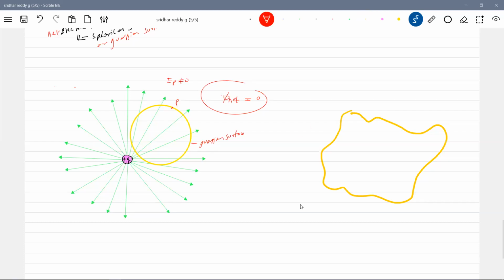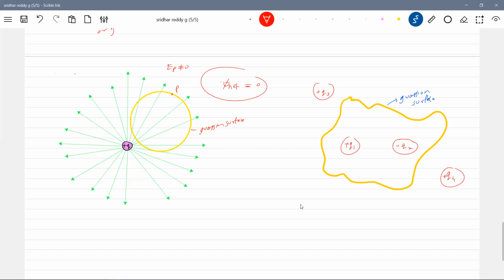There are 3 point charges, Q1, minus Q2, Q3, plus Q4. What is this? Let me call it a Gaussian surface. I'm going to ask you very generalized questions. What is the net flux through the Gaussian surface?